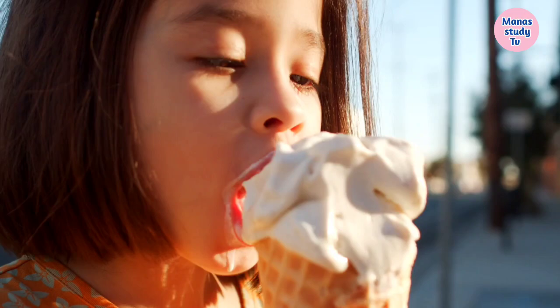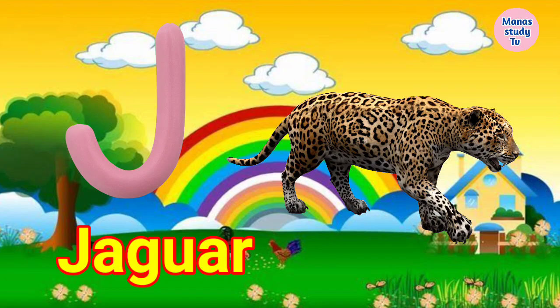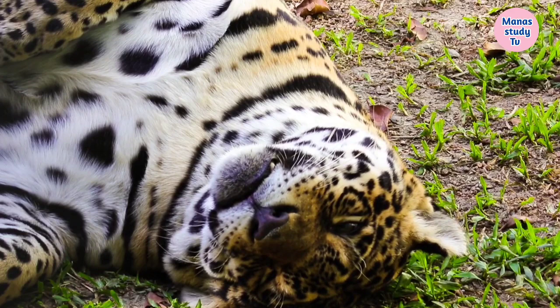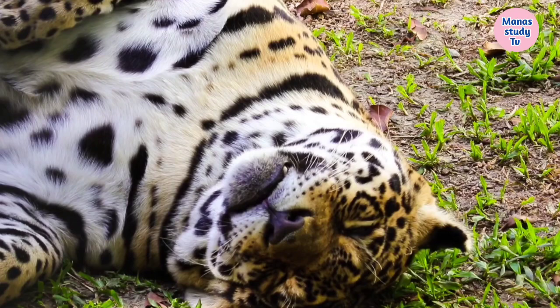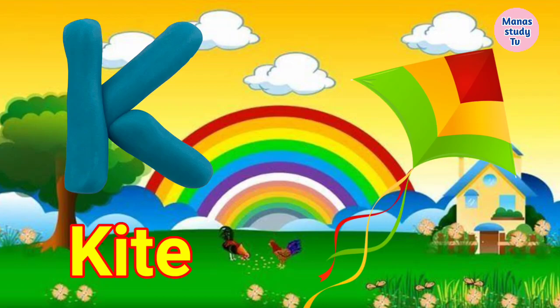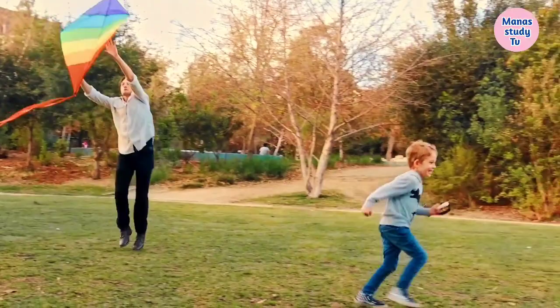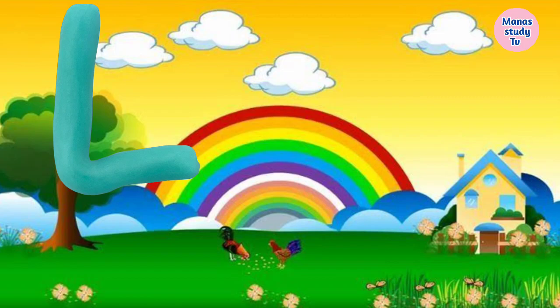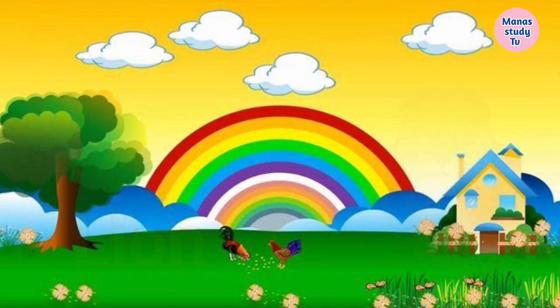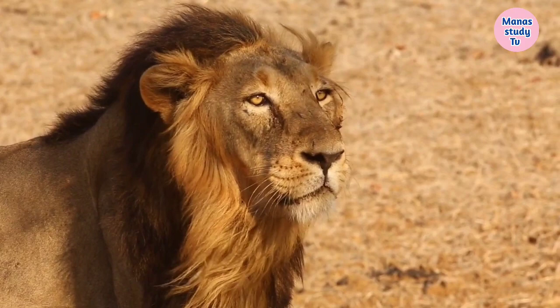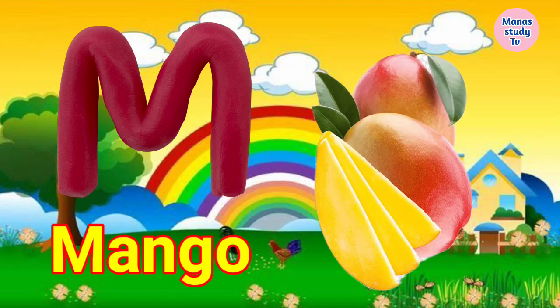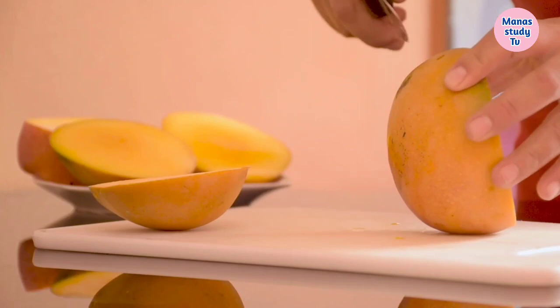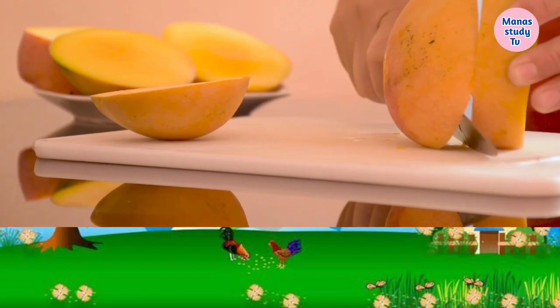J. J for jaguar. Jaguar means tendua. K. K for kite. Kite means patang. L. L for lion. Lion means shear. M. M for mango. Mango means arm. N. N for nest. Nest means ghosla.